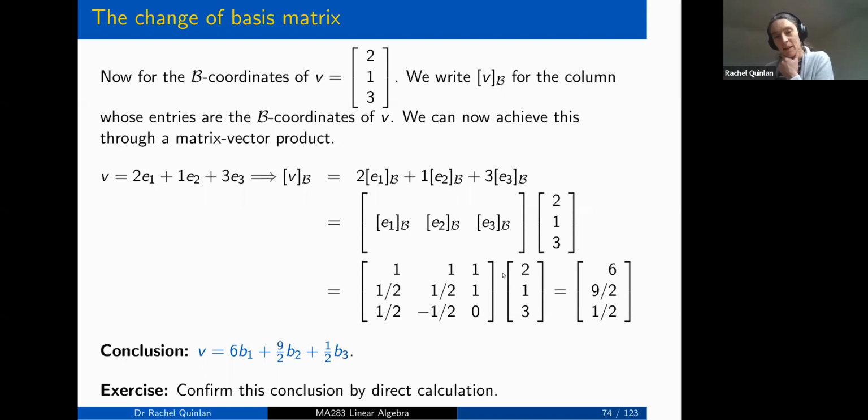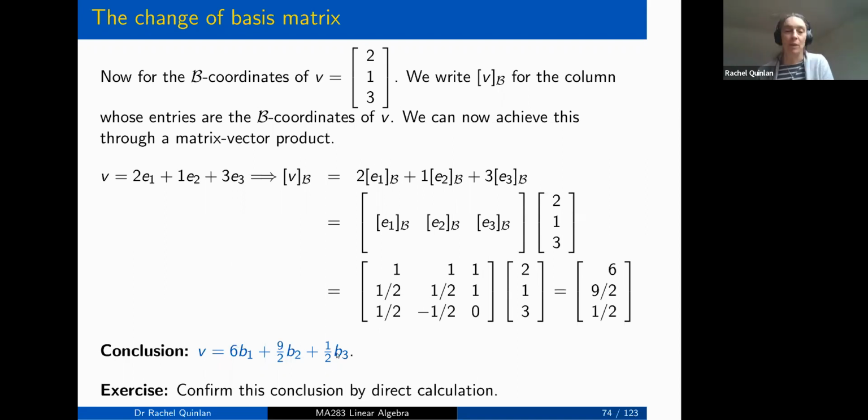So our conclusion is that the coordinates of 2, 1, 3 with respect to the basis B should be given by 2, 1, 3 multiplied on the left by the matrix B inverse, whose columns are the expressions for the standard basis vectors with respect to the basis B. And sure enough, we can calculate that product fairly easily. And what we get is 6, 9/2, 1/2 in the 3 coordinate positions. And that's telling us that the vector V, whose coordinates with respect to the standard basis were 2, 1, 3, has coordinates with respect to the basis B of 6, 9/2, 1/2.